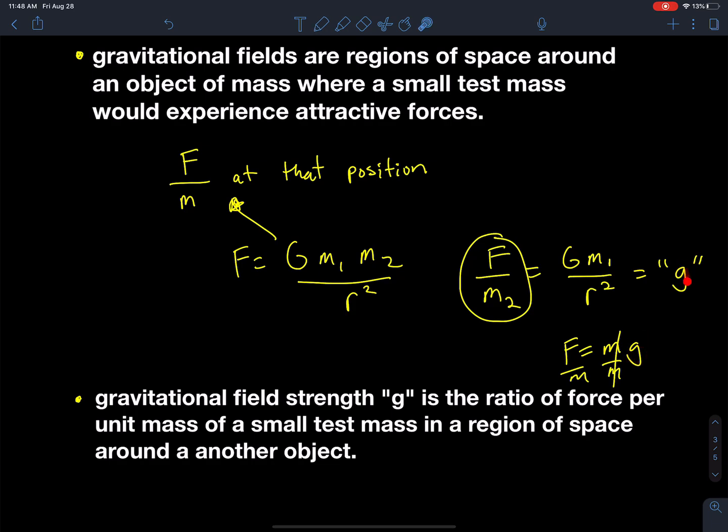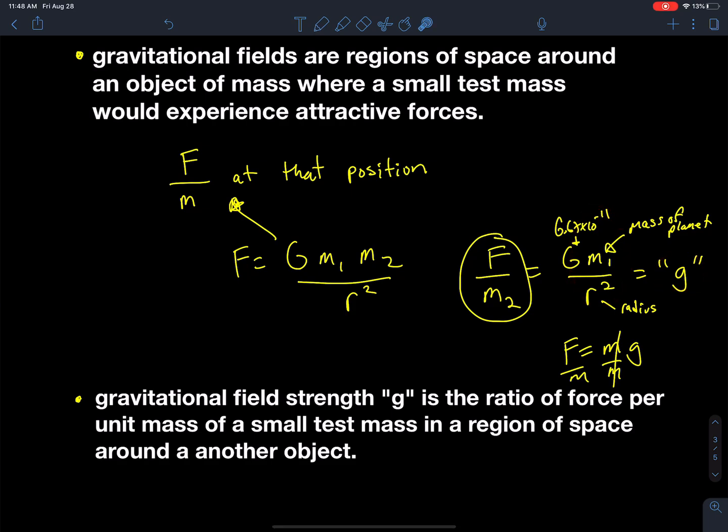And I can calculate the acceleration of gravity on any planet as long as I know G, which is 6.67 times 10 to the minus 11, and I know the mass of the planet and the radius of the planet. Then I'll be able to calculate g for whatever planet.